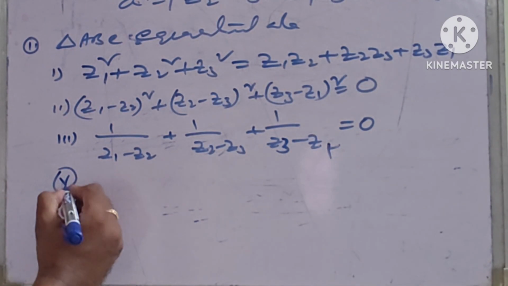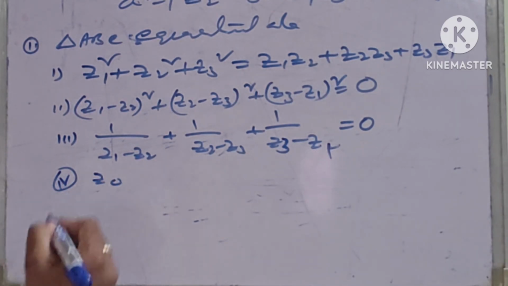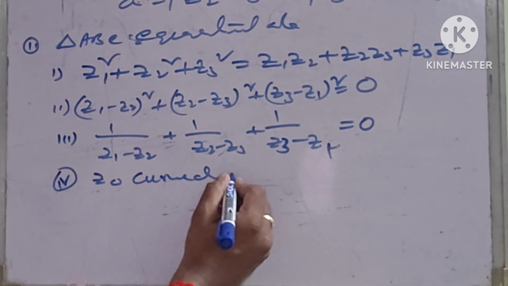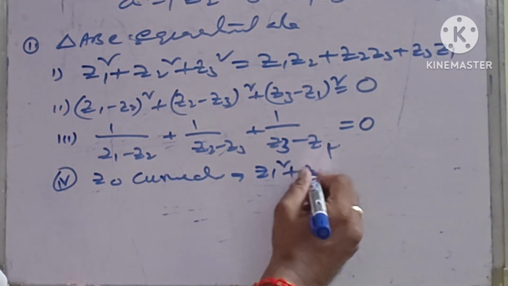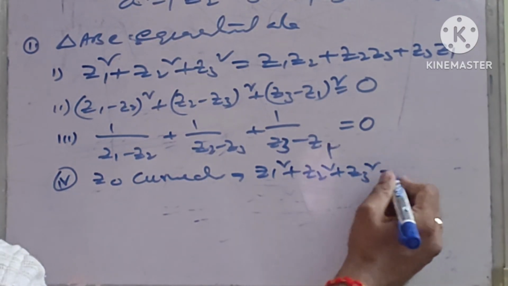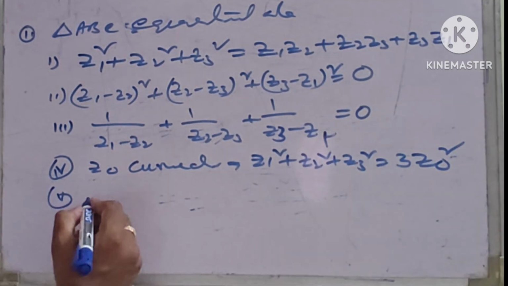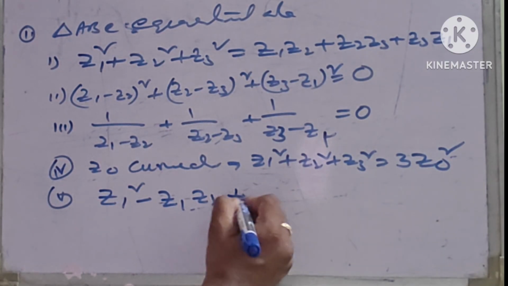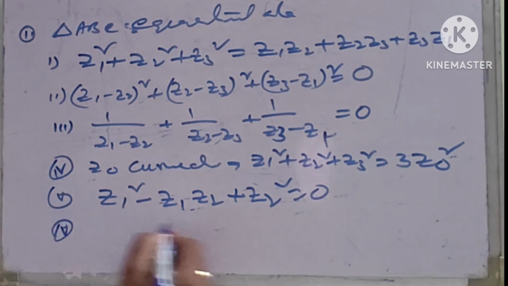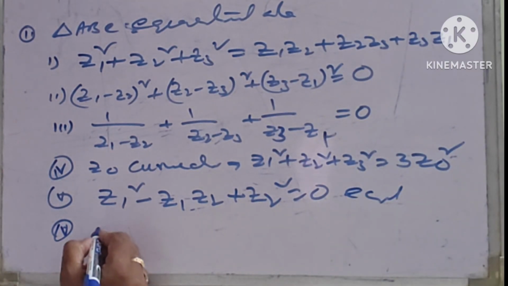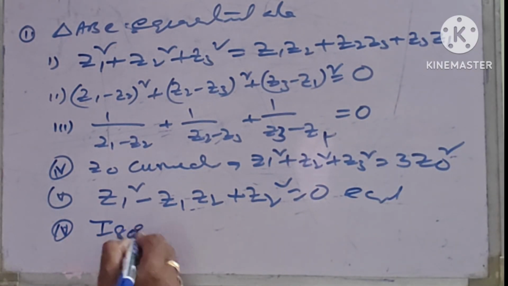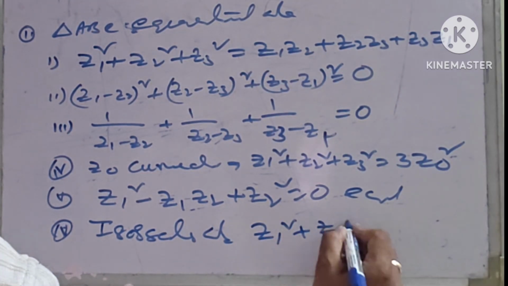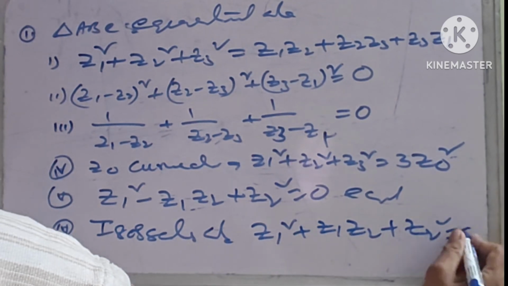Now the fourth one: z0 is the circumcenter, then z1 square plus z2 square plus z3 square is equal to 3 z0 square. If it is the origin, then z1 square minus z1 z2 plus z2 square is equal to 0. This is the equilateral triangle. Now the isosceles triangle: z1 square plus z1 z2 plus z2 square is equal to 0.